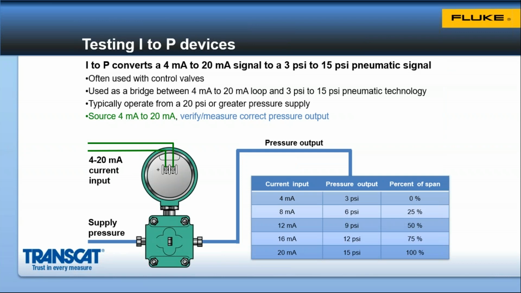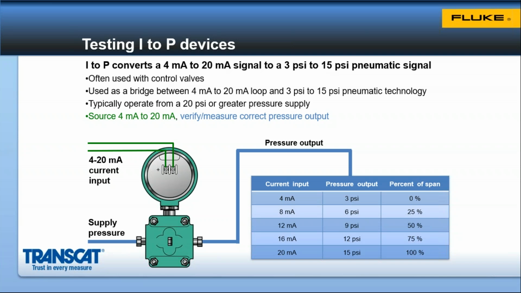So in testing an I to P, which is basically a pressure regulator with a 4 to 20 milliamp input signal, by measuring the pressure on the output of the I to P and varying the milliamp signal on its input, you can verify if the pressure is changing in accordance with the changing milliamp signal. You see the input values. This is an example of an I to P with 4 to 20 milliamps on its input, 3 to 15 psi on the output.